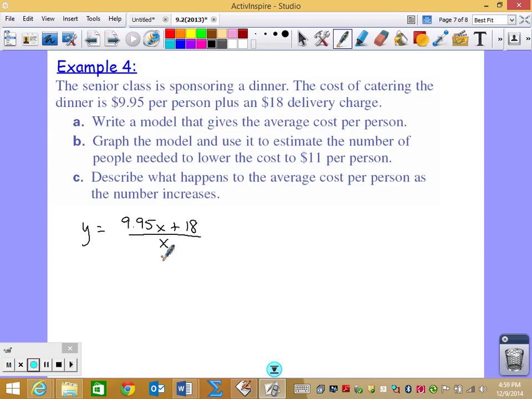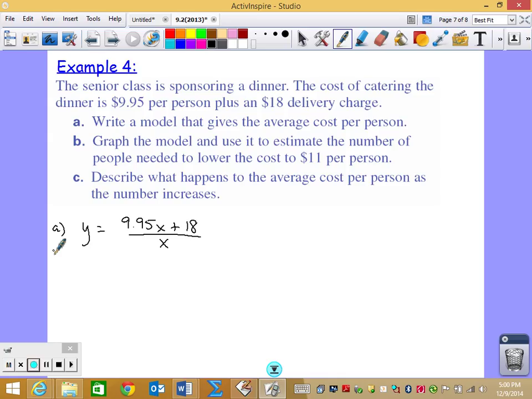Part B says graph the model and use it to estimate the number of people needed to lower the cost to $11 per person. For time's sake, we're going to skip that. We're actually going to do it by algebra later on in the chapter. But you could punch that into your calculator and put in y equals 11 and just look for the intersection. I don't remember how many people it is, but it's that kind of idea. So we'll get to that later. So this is part A, the equation. Part B we'll skip. Part C says describe what happens to the average cost per person as the number increases.